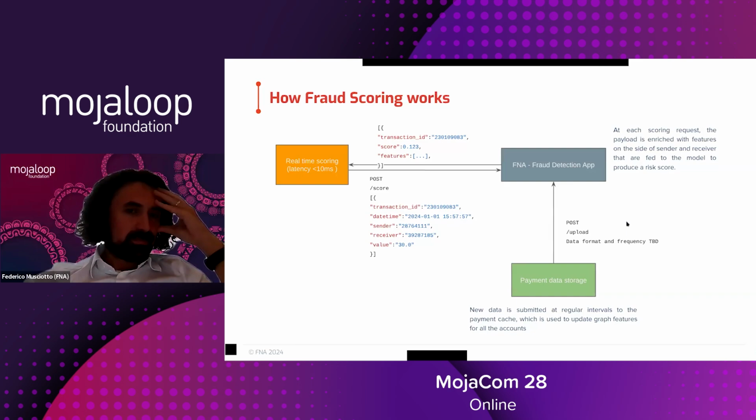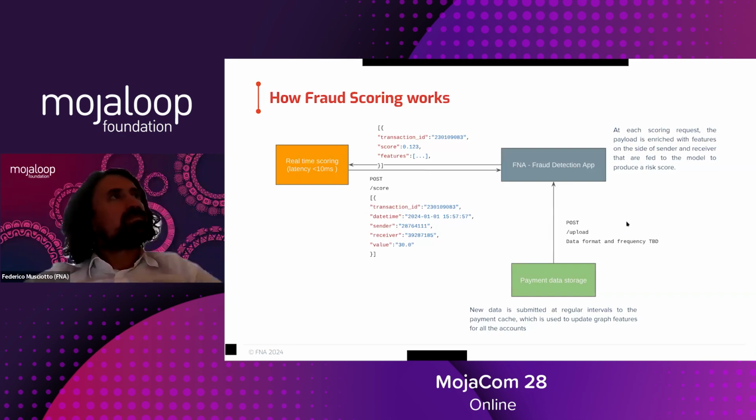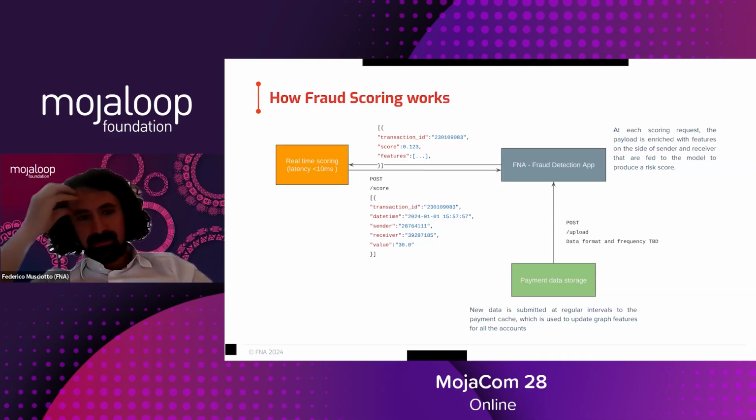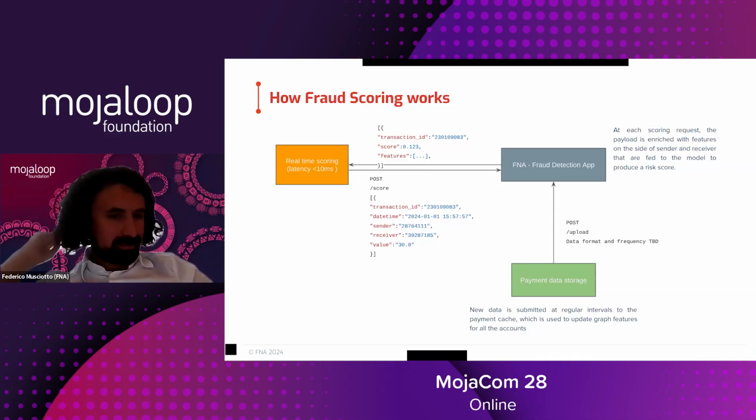Yes, Michael Richards, go ahead. Thanks very much. Federico, I think my problem is that the Mojaloop system, the switch that is, really doesn't have any way of converting identifiers to accounts or account holders.